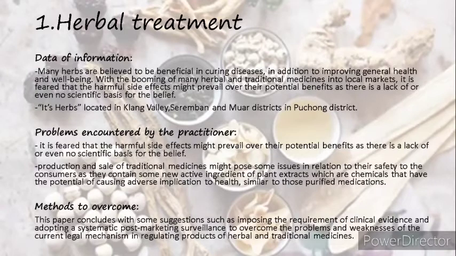The methods to overcome this: the paper concludes with some suggestions, such as imposing the requirement of clinical evidence and adopting a systematic post-marketing surveillance to overcome the problems and weaknesses of the current legal provisions in regulating products of herbal and traditional medicines.